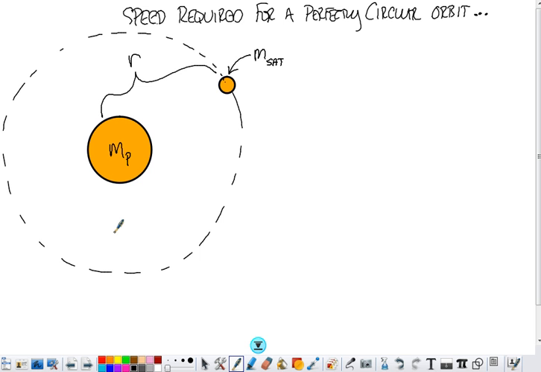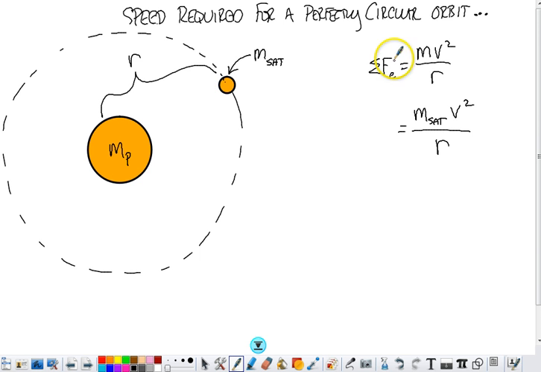Since it's moving in a circular path, we can use a formula we learned back in circular motion, which is net centripetal force is mv squared over r. Now think for a moment about what the m in this formula represents. That's right, that's the mass of the object that's moving in the circular path. So in this case, this m gets replaced with the mass of a satellite. And the r in here is the radius of the circular path that it's moving in.